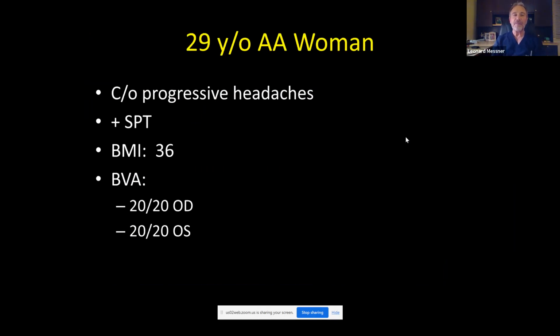Progressive daily headaches, maybe a little bit worse when she wakes up in the morning, slight dissipation toward the end of the day. She also complains of synchronous pulsatile tinnitus, this whooshing sound in her ears that goes along with the beat of her heart. Her BMI is significantly elevated at 36, and her visual acuities are normal, 20/20 in the right eye, 20/20 in the left eye.